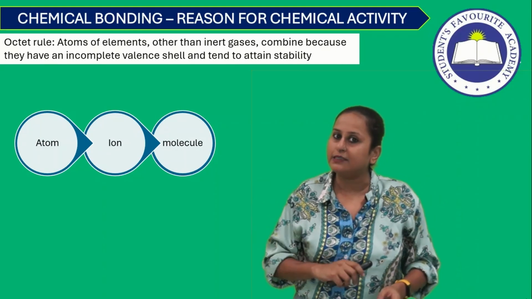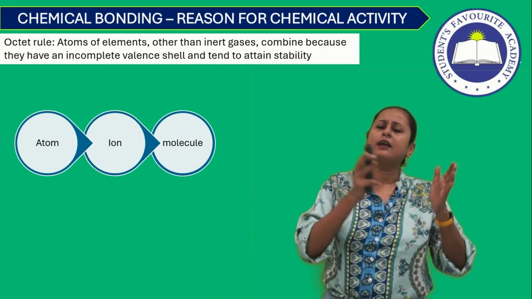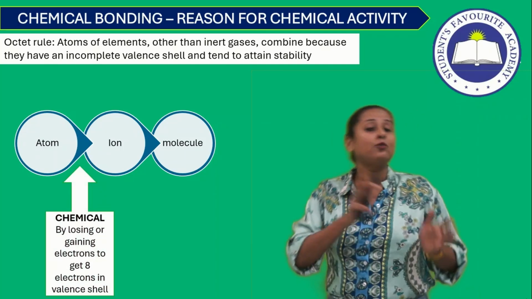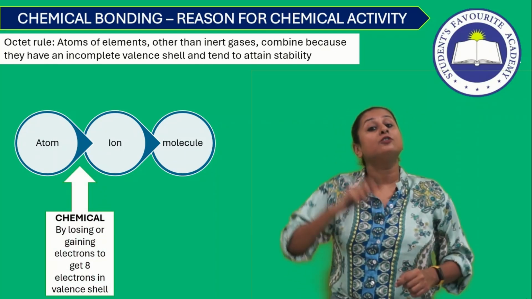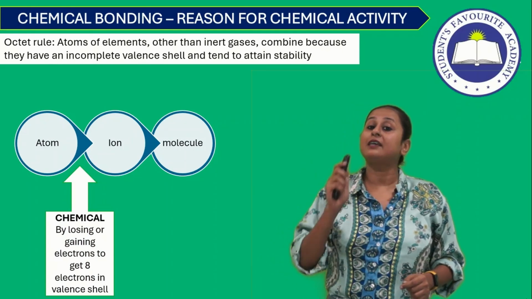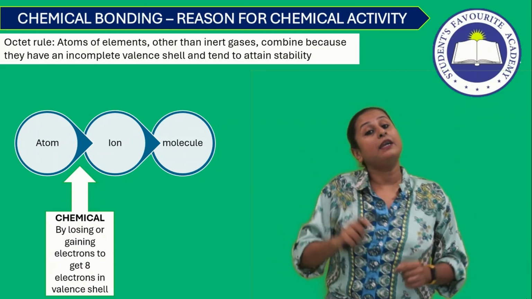This does not happen in all cases, but generally for some compounds this is how the reaction takes place. So we can say that the conversion of an atom to an ion is a chemical process. Why is it a chemical process? Because losing or gaining an electron is a chemical process. This is a chemical activity.